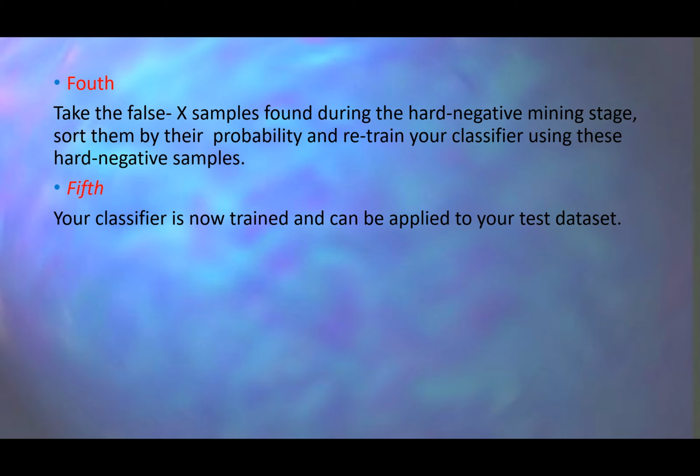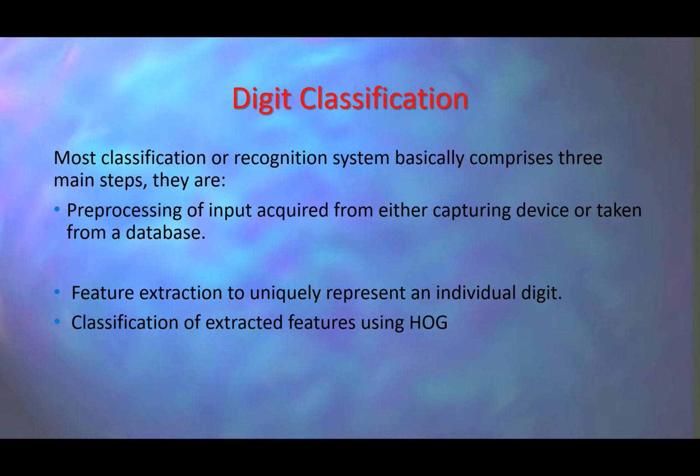And also covering our next topic of digit classification, still using HOG features. In this, there are a number of steps that you follow during digit classification, and there are 3 steps. The first one is pre-processing of input acquired from either a capturing device, say a camera, or taken from a database.